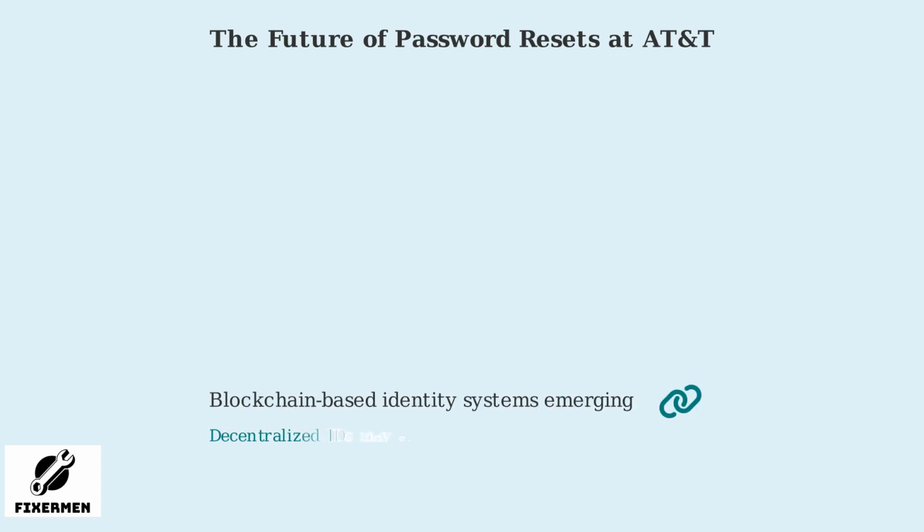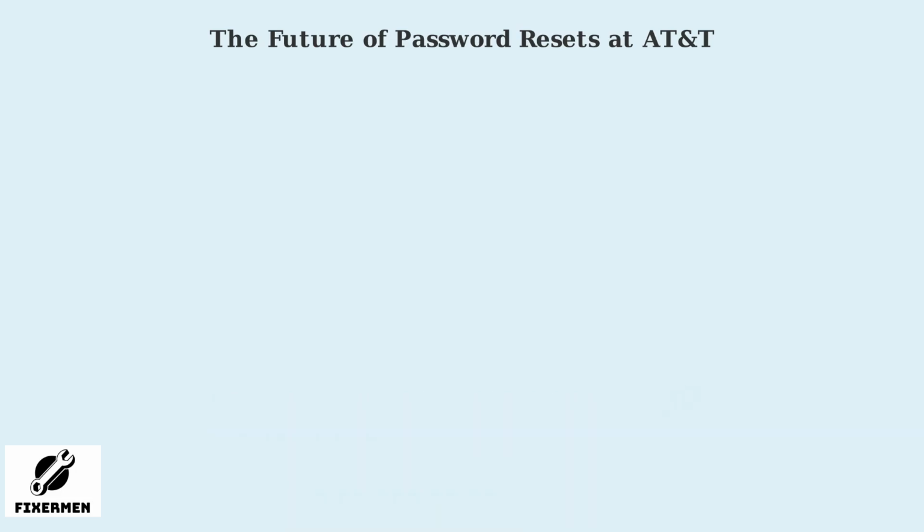Looking further ahead, emerging technologies like blockchain-based identity systems could eliminate the need for password resets altogether. Decentralized identifiers stored on blockchain networks would provide secure, self-sovereign access to your accounts without traditional authentication methods. These innovations represent a more secure future for account management at AT&T, reducing vulnerabilities and improving user experience through cutting-edge technology.